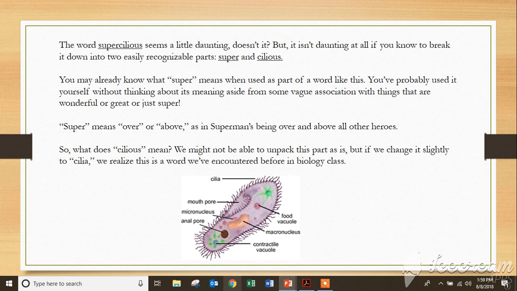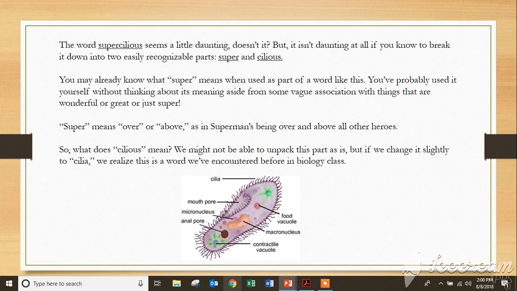The word supercilious seems a little daunting, doesn't it? But it isn't daunting at all if you recognize that you can break it down into two parts, super and cilious. And I think we all already know what super means. We use it ourselves, probably without thinking about its meaning, aside from a vague association with things that are wonderful or great. But literally, it means over or above, as in Superman's being over and above other men.